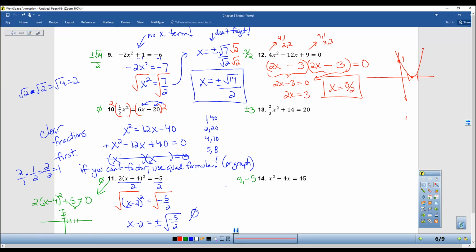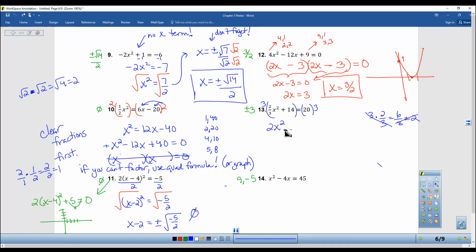All right, what do you see in number 13? Fraction. Fraction alert. Get rid of it. Multiply everything by 3. 3 times 2/3 is going to be 6/3, which is 2. But I don't want you to think about it that way. I just want you to say the 3's cancel. That's why you multiplied by 3.